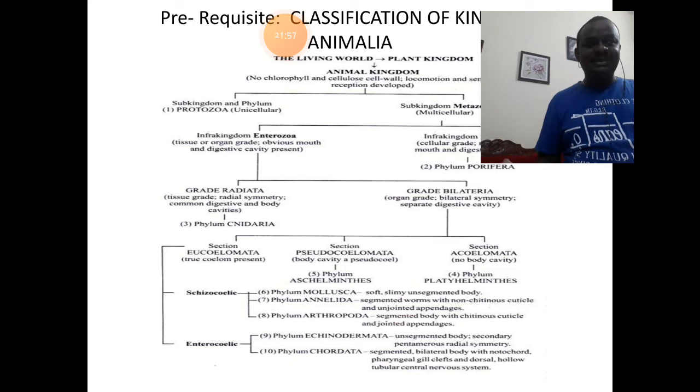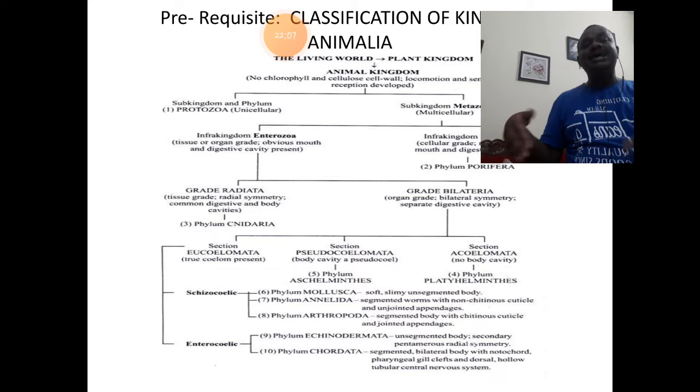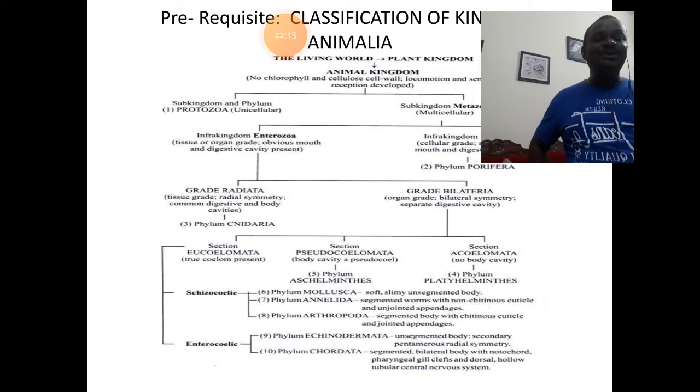Whereas the eucoelomate group of organisms, whose body has a true coelom seen between the outer body wall and the inner alimentary canal lined with mesoderm, is called eucoelom, and this includes the phyla starting from Annelida to Chordata. So this is about the importance of classification.